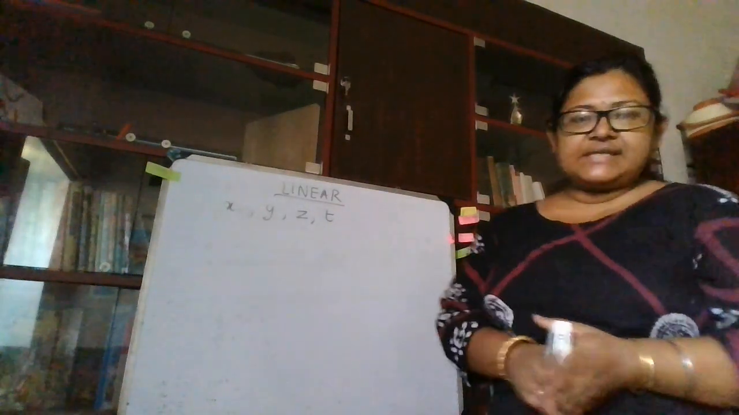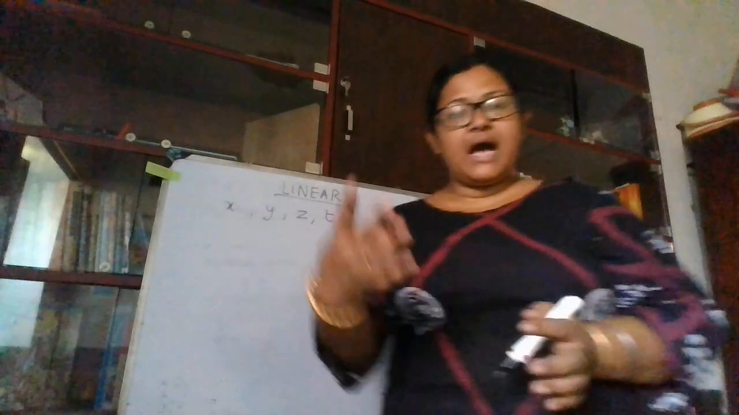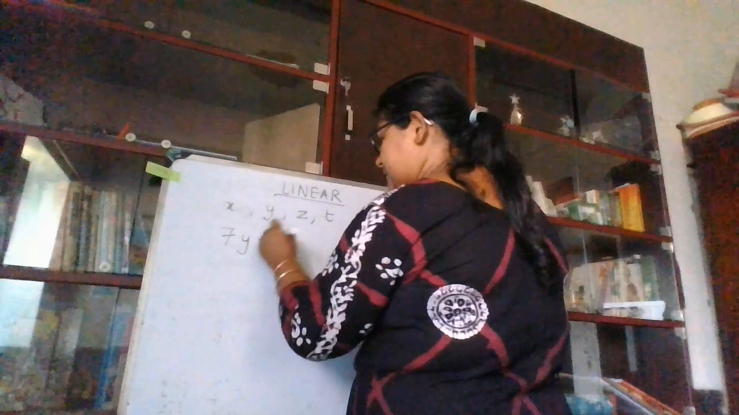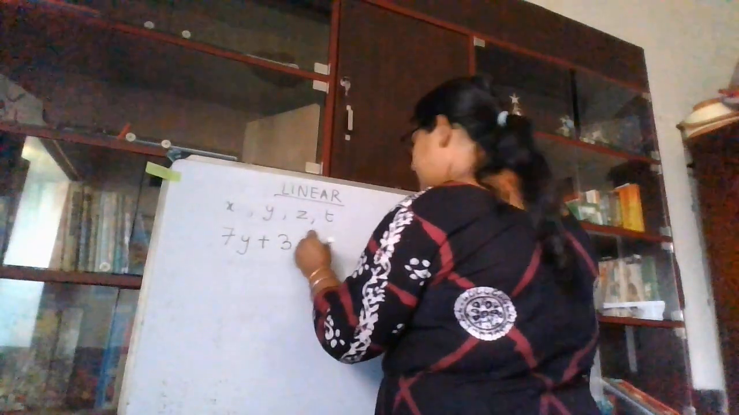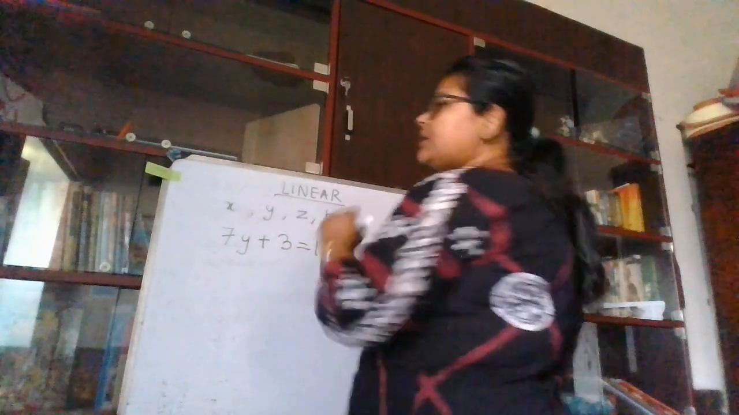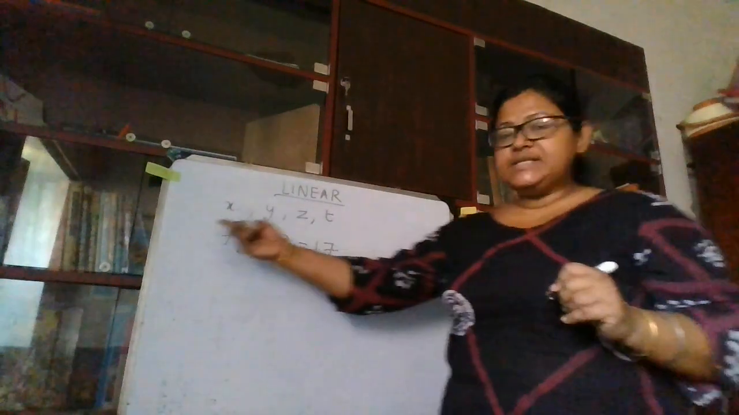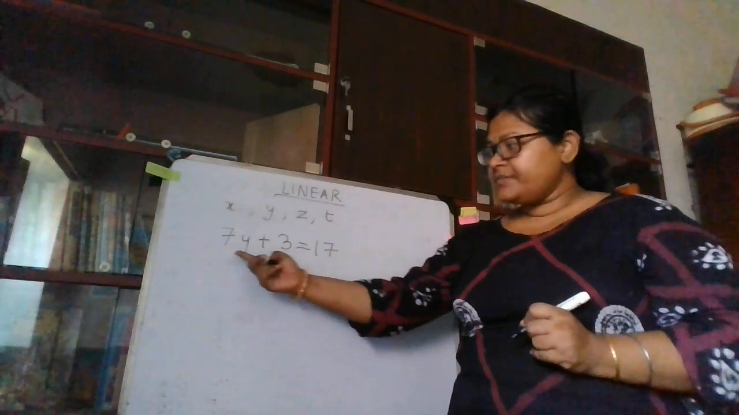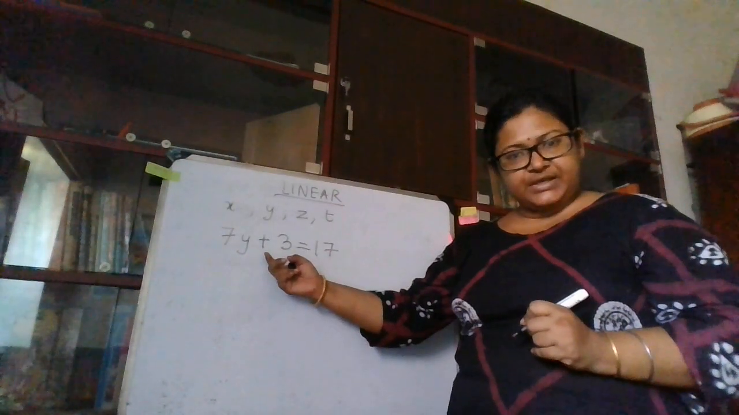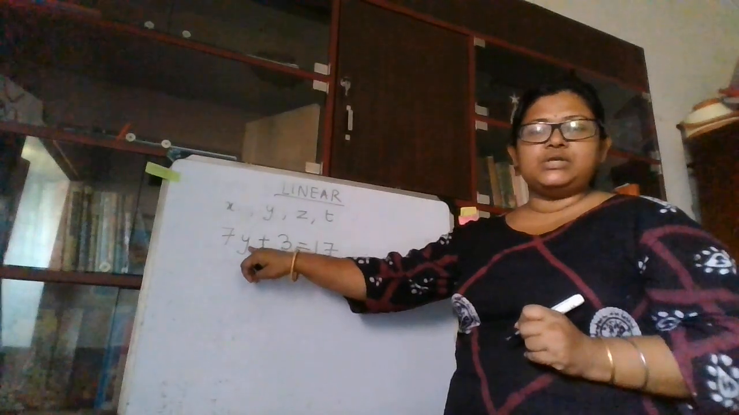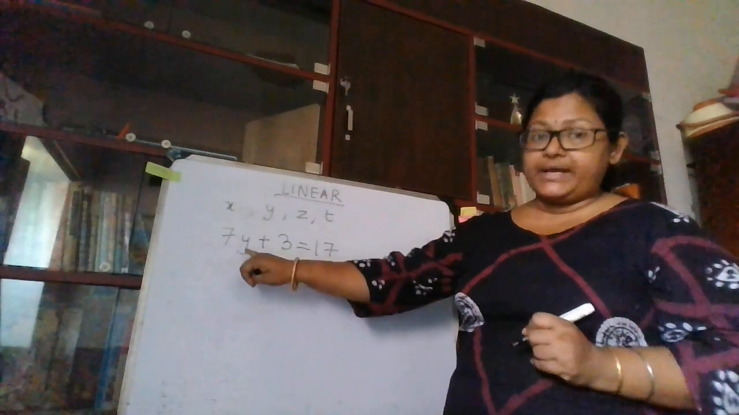Okay, let us give an example in which we can understand. For example, 7y plus 3 is equal to 17. Suppose y is a number. You can see an equation is being formed: 7y plus 3 is equal to 17. We have to find out the value of y.